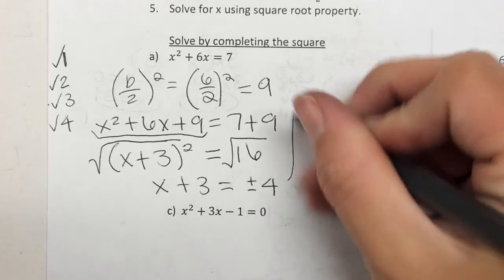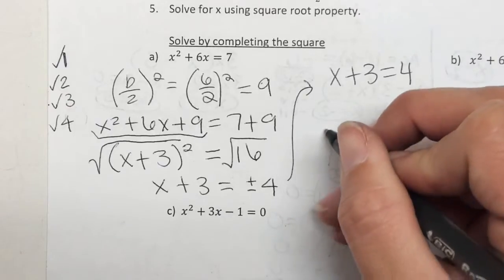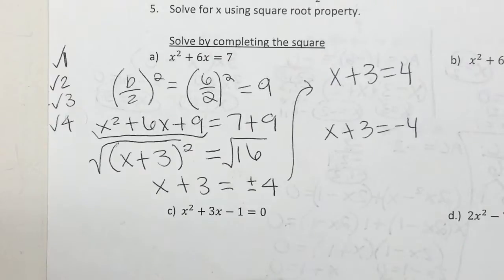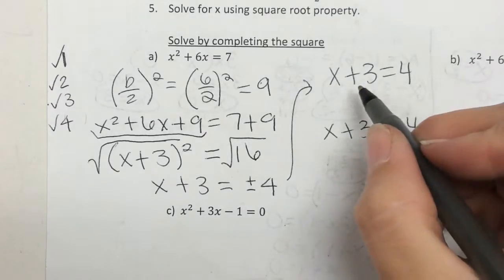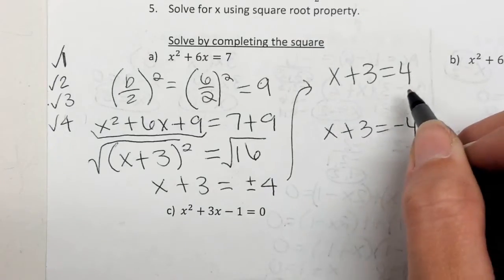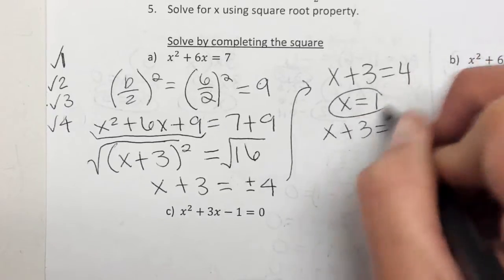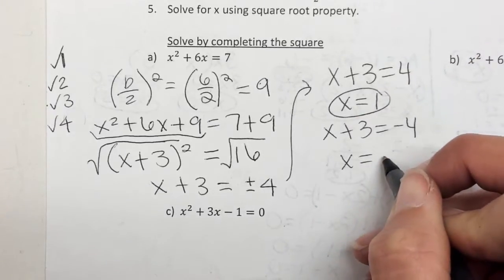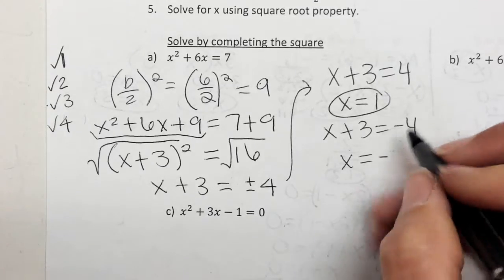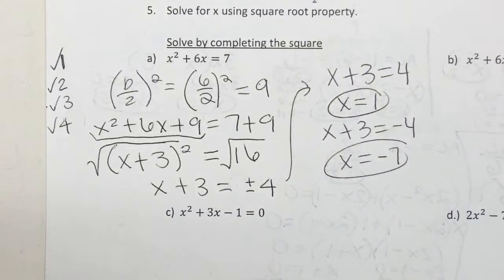So the first one will be x plus 3 equals a positive 4. The second one will be x plus 3 equals what? Negative 4. Now just solve for each one. So for this one I would have to do what? Subtract 3, not add 3, right? It's already being added on this side. And x would equal what? 1. This one, x would equal negative 7. There. Because you subtract 3 from negative 4. And that's it.